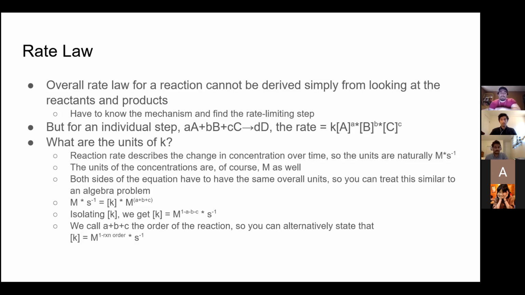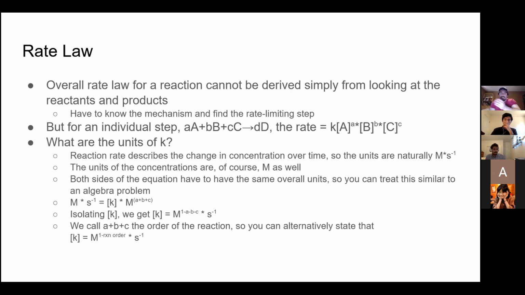So what are the units of K? This depends on what type of order it is. We can figure this out via algebra. Reaction rate is a change in concentration, so it should be molarity over time. And the units of the concentrations is molarity, of course.